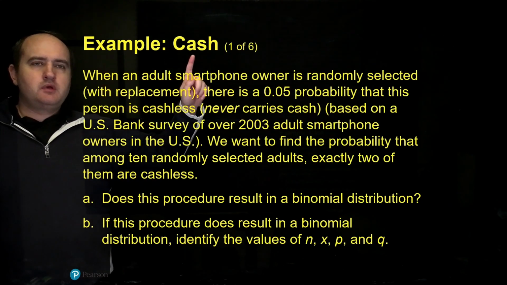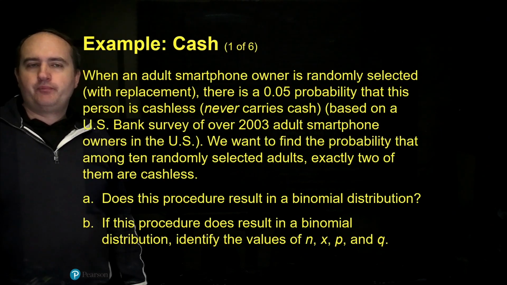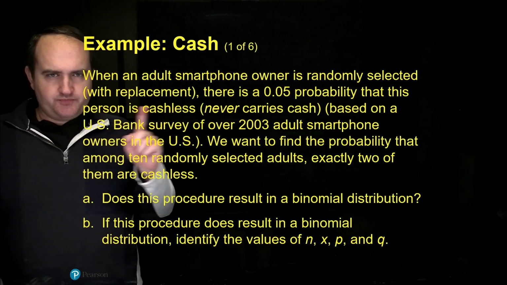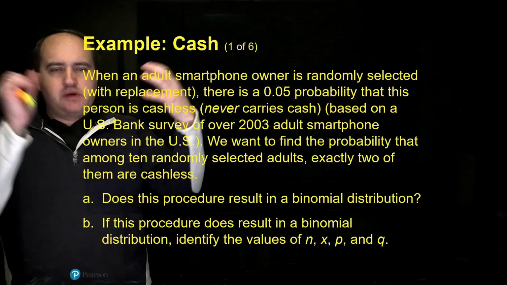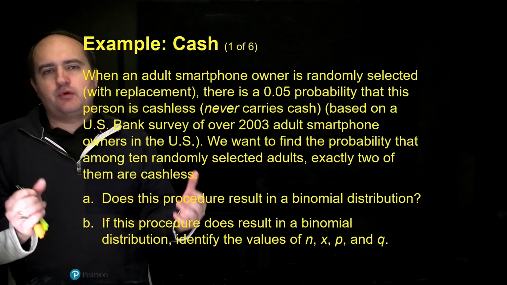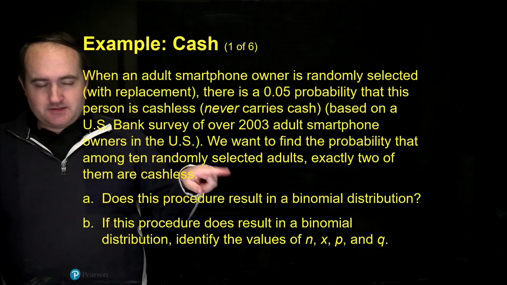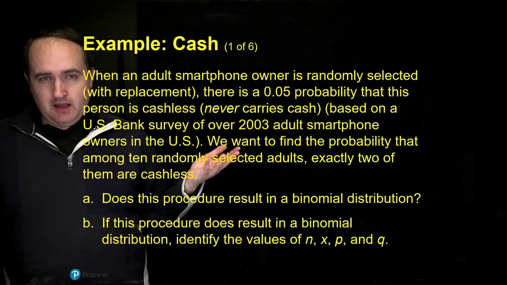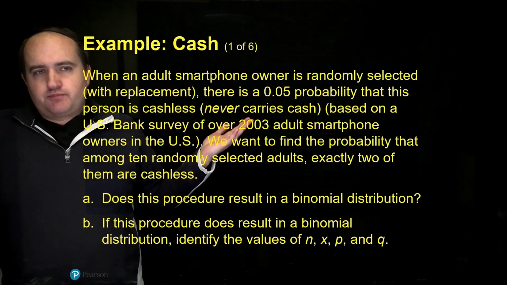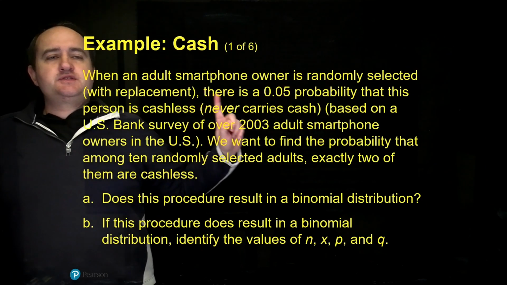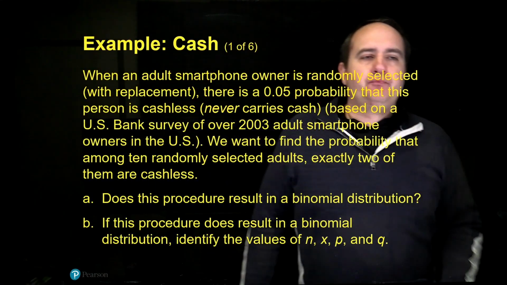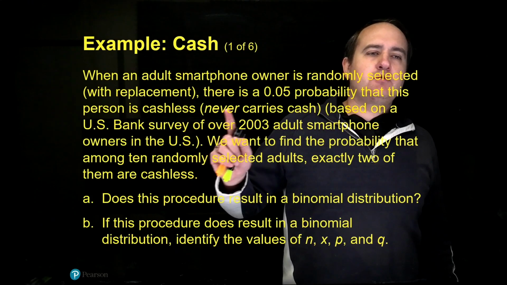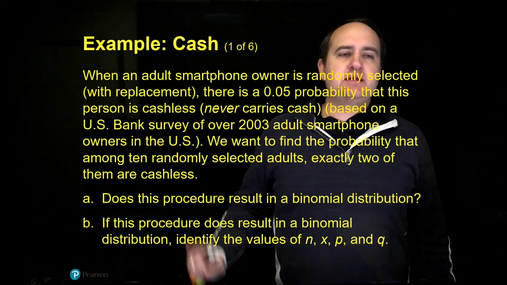Okay, so this is an example on cash from our book. So when an adult smartphone owner is randomly selected with replacement, so when they say with replacement, they mean they randomly select someone from the sample, and then they place that person back into the pool. And then they randomly select another person, which means the same person could technically be selected multiple times, although that's probably unlikely. There is a 0.05 probability, or a 5% chance, that this person is cashless. So they never carry cash. That person never carries cash.